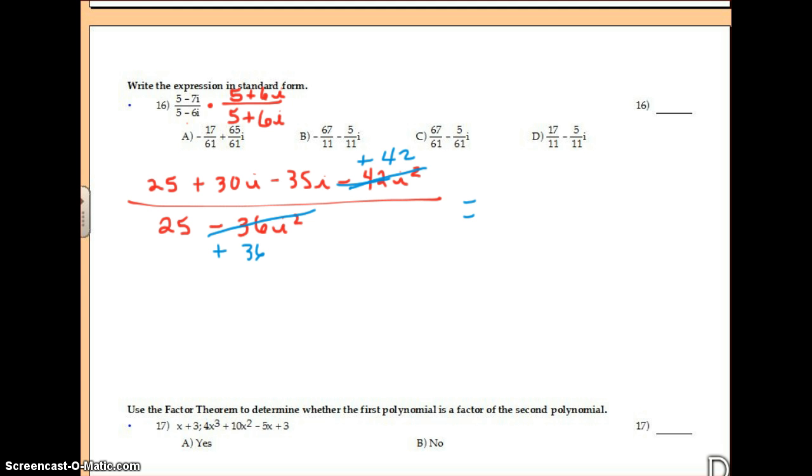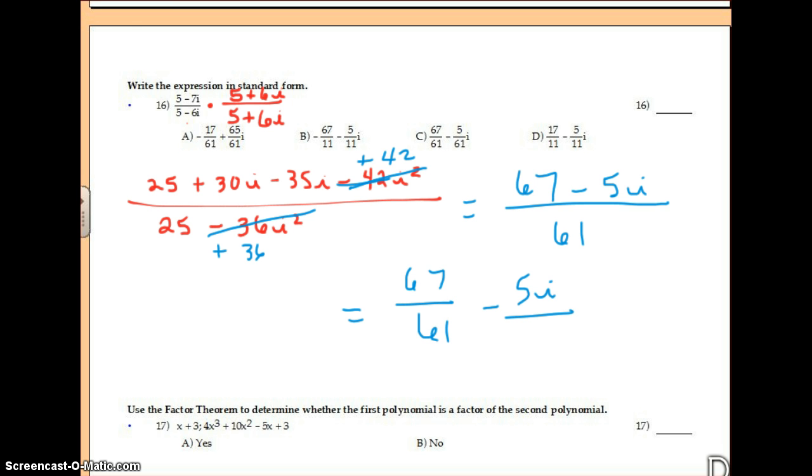You can combine like terms, simplify everything. In the numerator, we have 25 plus 42 would be 67. And 30i minus 35i would be negative 5i. And in the denominator, 25 plus 36 is 61. Since 61 is the denominator, it becomes the common denominator. And so if you wanted to, you could stretch that out and say 67 over 61 minus 5i over 61, which is C.